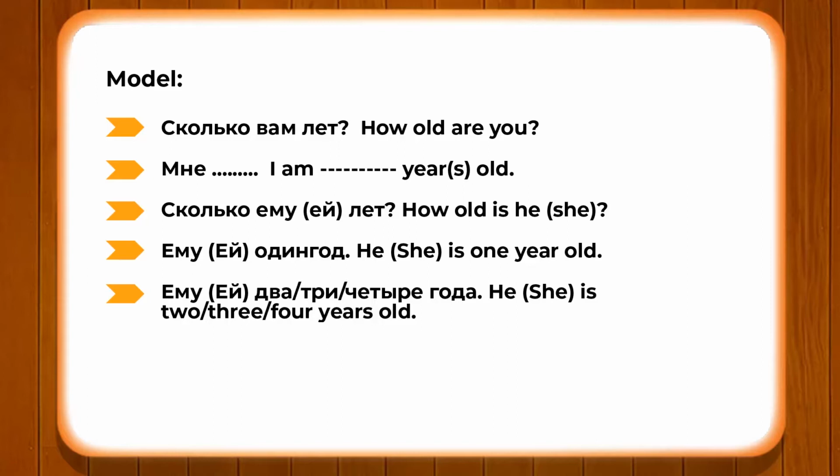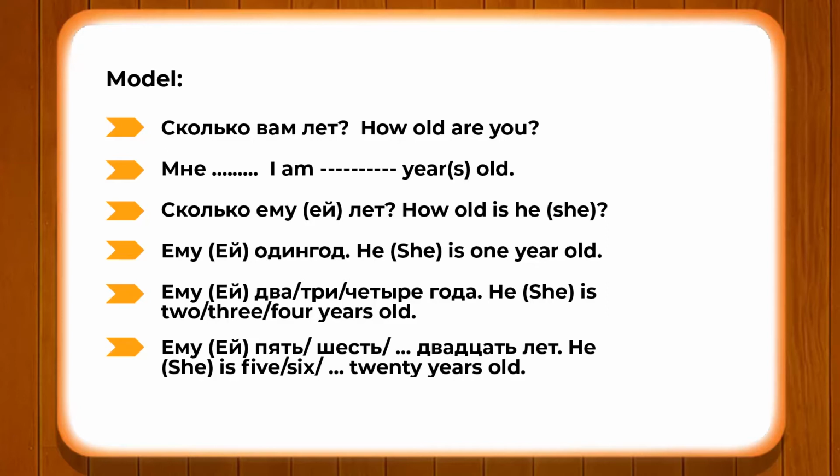For 1 we use god, for 2 we use goda, for 3 goda, for 4 goda, but for 5 we use 5 let. So, the god changes into let, and that is why we have imu or ye 5, 6, and it can go further, 20 let. But if it is 21 years old, 21 god, 22 goda, and like that.